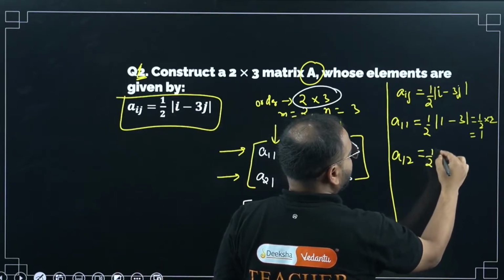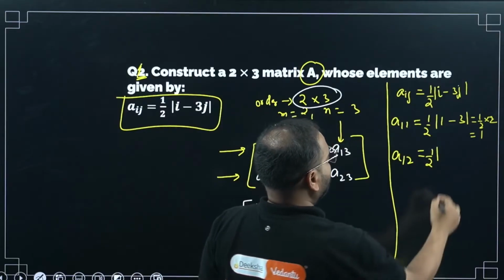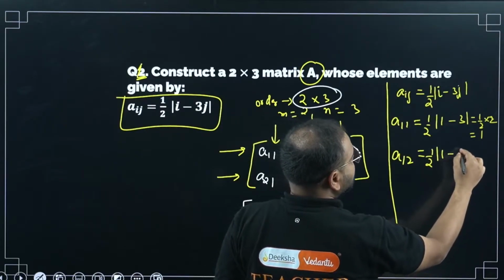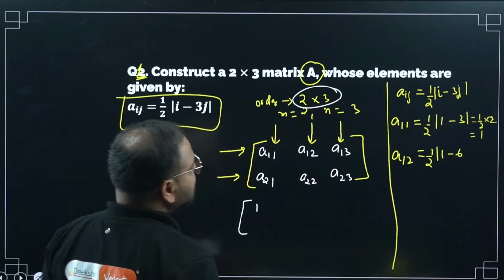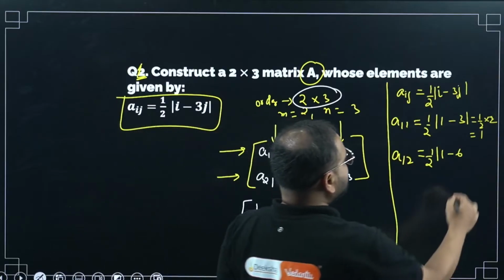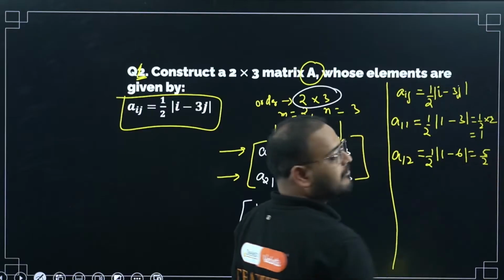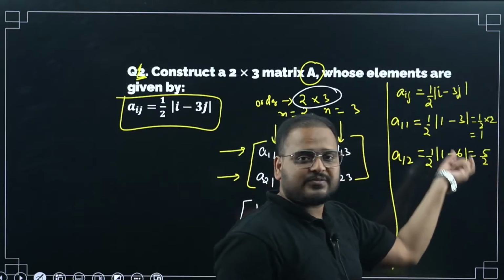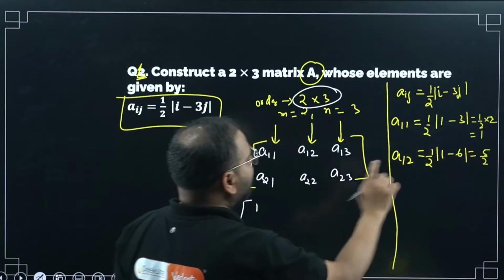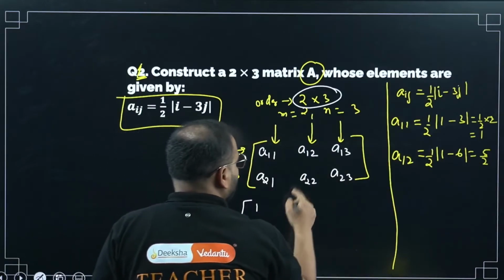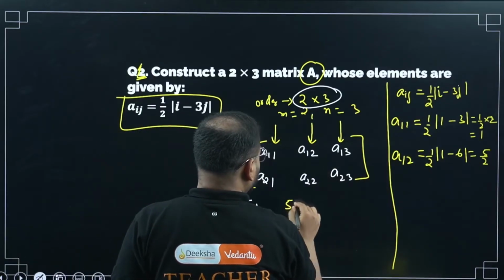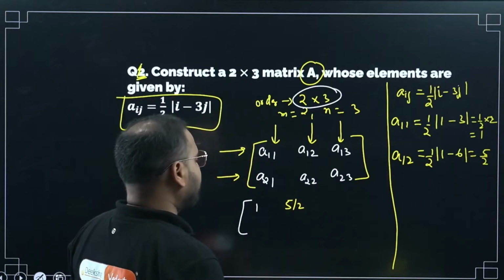1 by 2 mod of 1 minus 6, right? 1 minus 6 because 3 times 2 is 6. How much is that? Minus 5, and the mod will make it positive, so 5 by 2. The answer is 5 by 2. A12 is 5 by 2, sir.